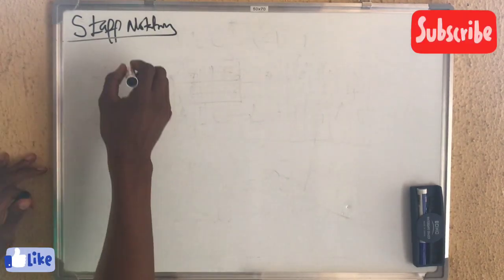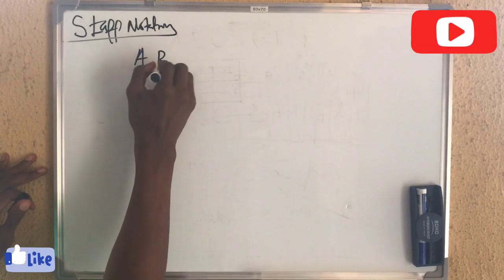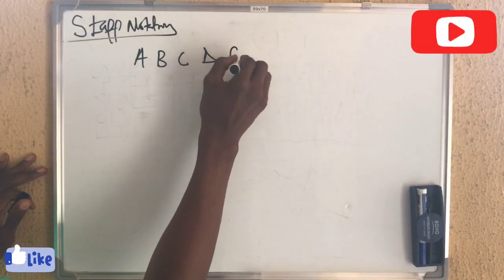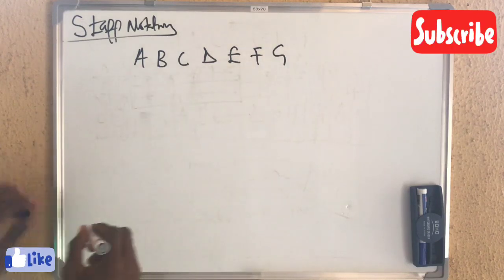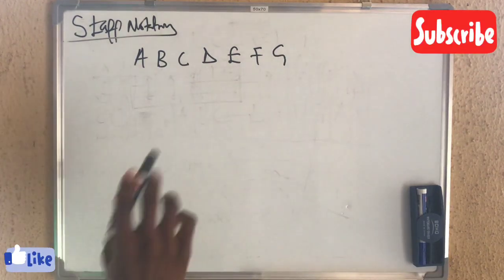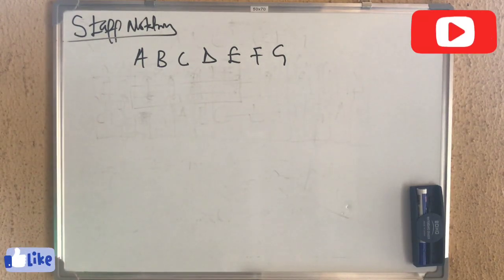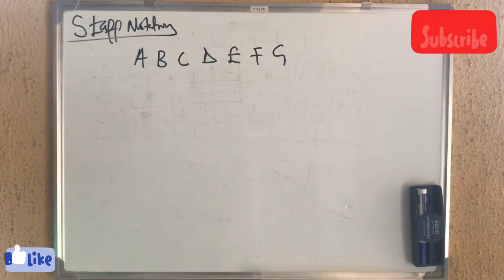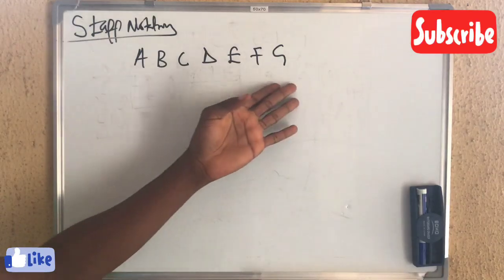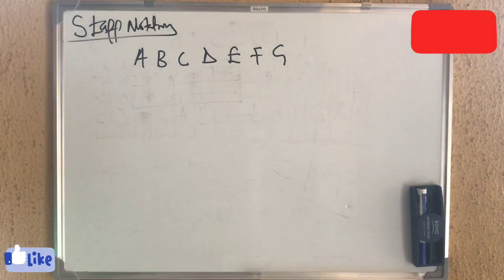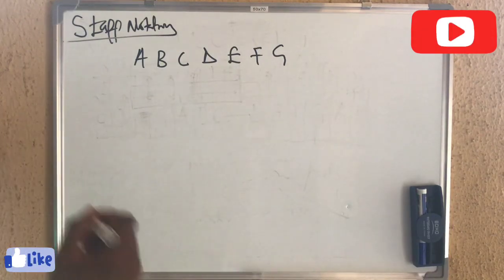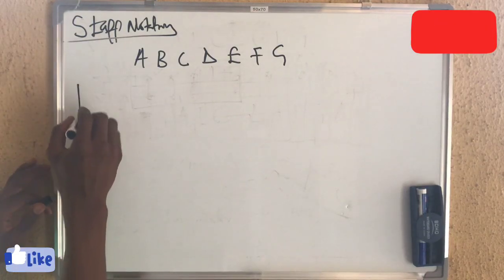So we have A, B, C, D, E, F, and G. These are the seven keys we have in the keyboard. So where are these A, B, C, D, E, F, and G located in the keyboard? I can help you draw the keyboard. Let me draw this.